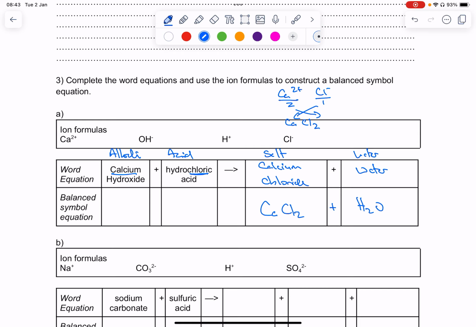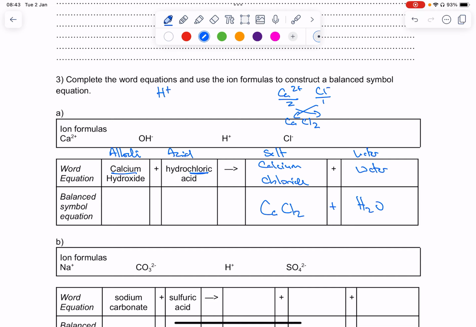Do the same for the other parts. So hydrochloric acid is H plus with the chloride. So they both want to make 1 bond. So when we cross them over, that's just going to be HCl.